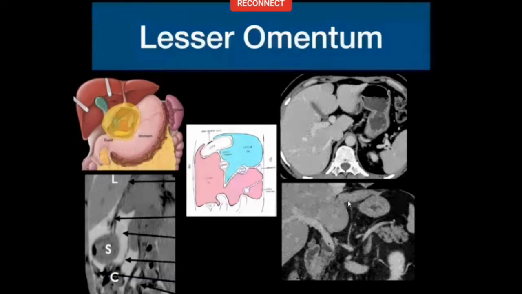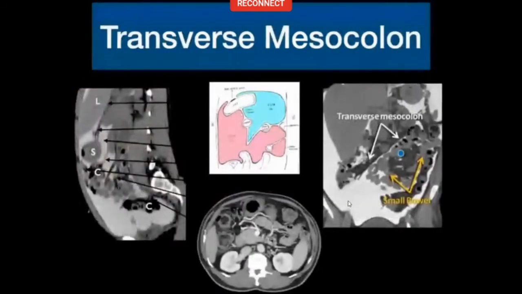So if you want to identify the lesser omentum, you only need to go to the space between the stomach and the liver and look for the left gastric vessels. The transverse mesocolon, right? Something which we don't pay much attention to. So how do you identify the transverse mesocolon? Well, it goes from the colon posteriorly to the pancreas, right? So this is the portion of the transverse mesocolon.